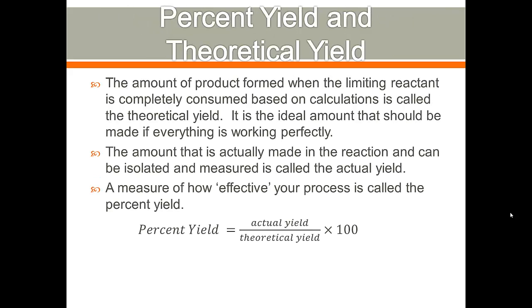The other thing is percent yield and theoretical yield. So the amount of product formed when the limiting reactant is completely consumed based on your calculations is called the theoretical yield. This is the ideal amount that should be made if everything is working perfectly. But as you know, in chemistry, things often don't work perfectly. So the amount that you actually make, that you can isolate and then measure, is called the actual yield. And there's a lot of reasons why your actual yield may not match your theoretical yield. The measure of how effective your process is called the percent yield, and that takes your actual yield, divides it by the theoretical yield, and then multiplies it by 100.